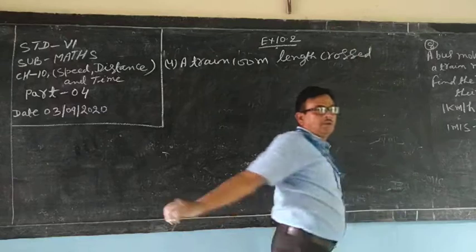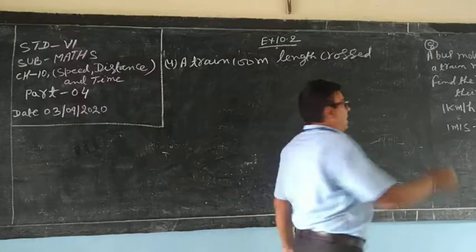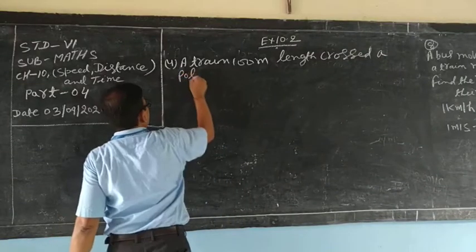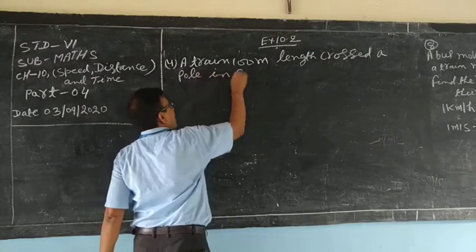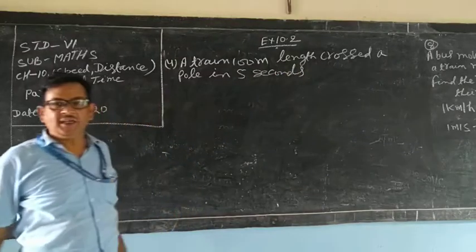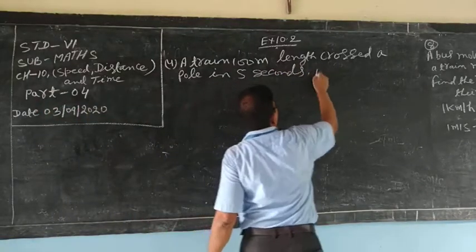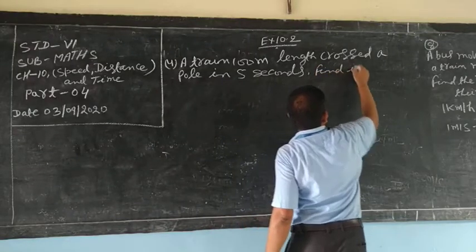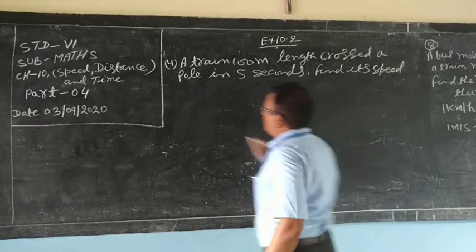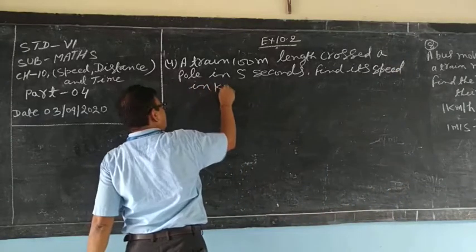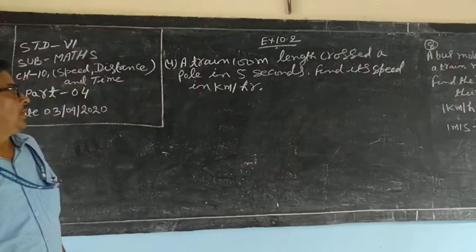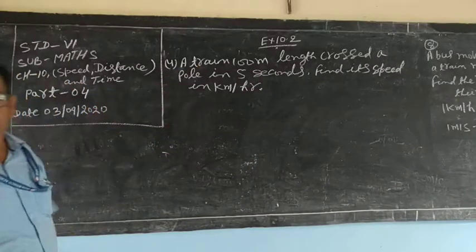A train 100 meter long crossed a pole in 5 seconds. Find its speed in kilometer per hour. Please, a train, 100 meter, a pole is there.